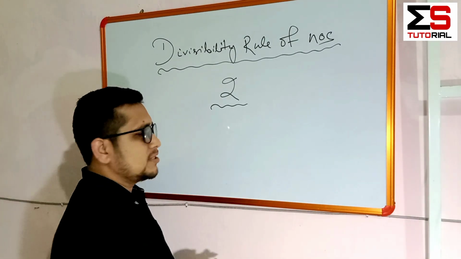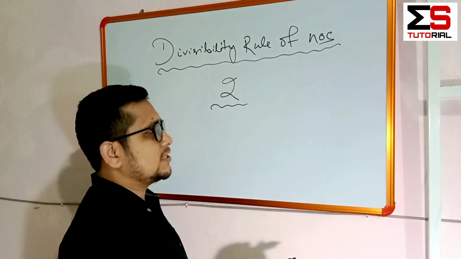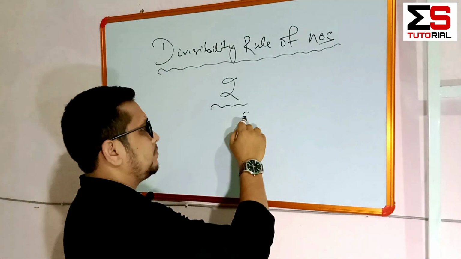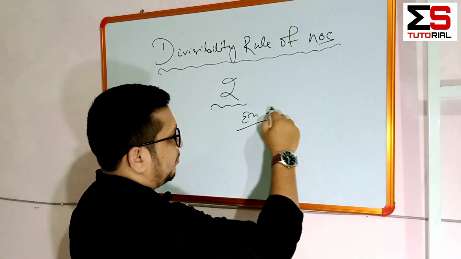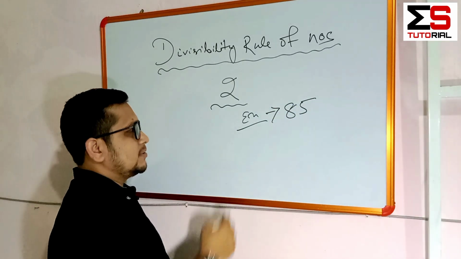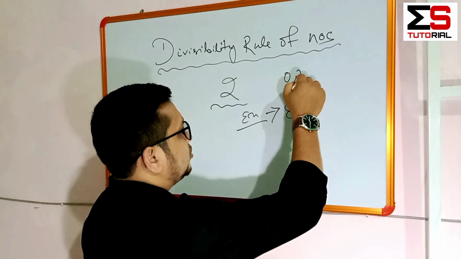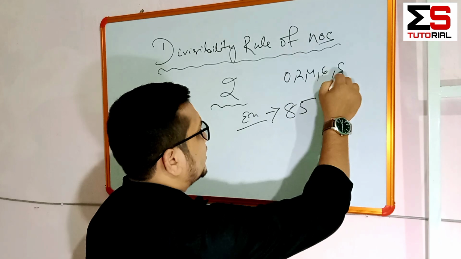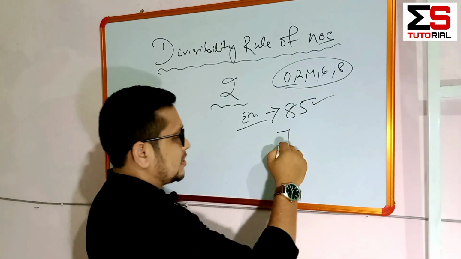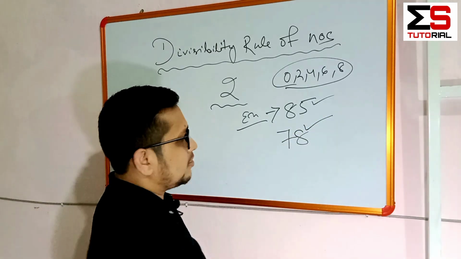So a number is divisible by 2 if there is 0, 2, 4, 6, 8 in the unit place of a number. For example, a number 85. Is it divisible by 2? No, because there is no 0, 2, 4, 6, 8 in its unit place. Another example 78. Yes, it is divisible by 2 because 8 is in the unit place.